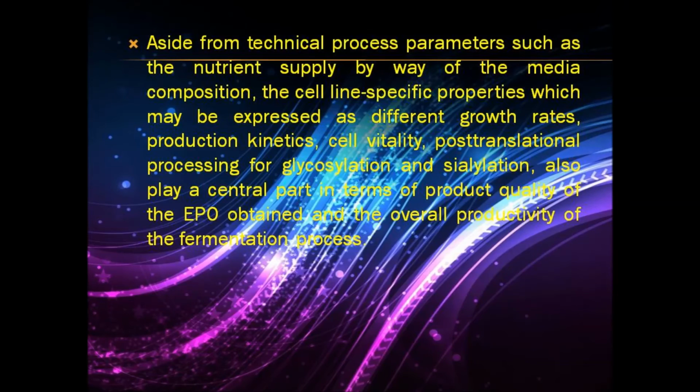Aside from technical process parameters such as nutrient supply by way of the medium composition, the cell line specific properties, which may be expressed as different growth rates, production kinetics, cell vitality, post-translational processing for glycosylation and sialylation, also play a central part in terms of product quality of the EPO obtained and the overall productivity of the fermentation process.